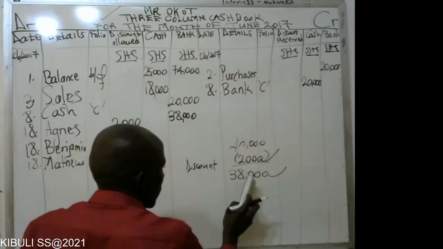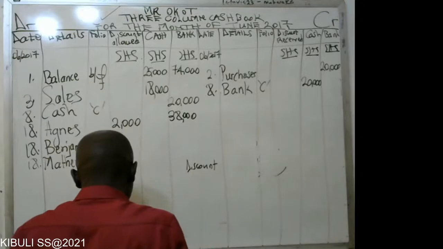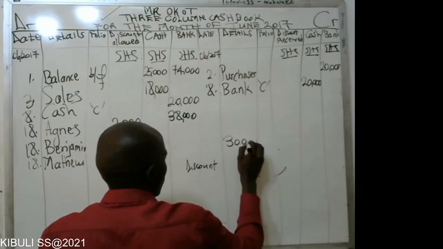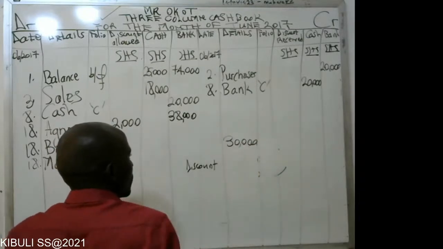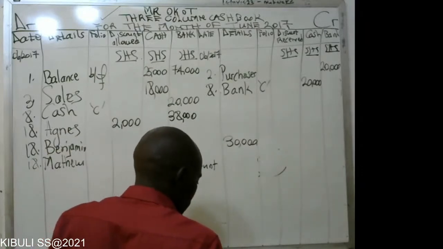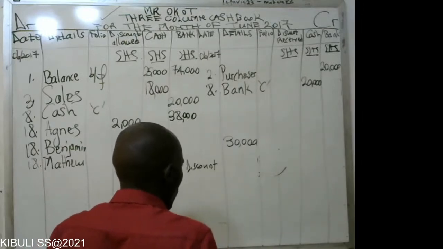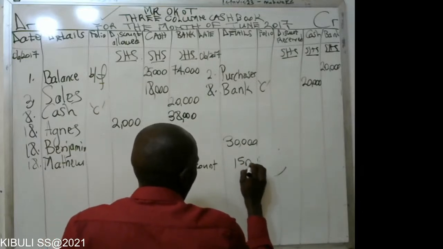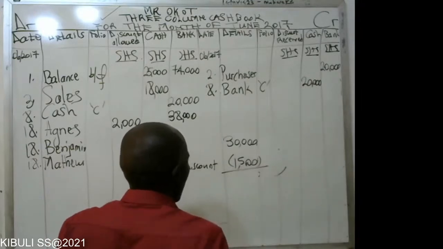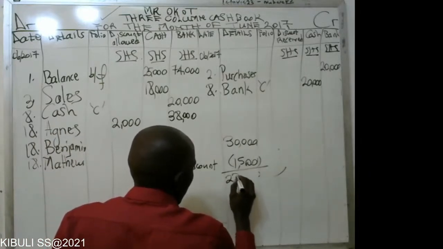Benjamin was supposed to give us 30,000. Still, we gave Benjamin a discount of 5%, which is 1,500 shillings. So when you subtract 1,500 shillings from 30,000, you remain with 28,500.